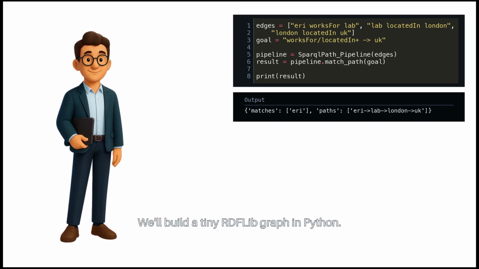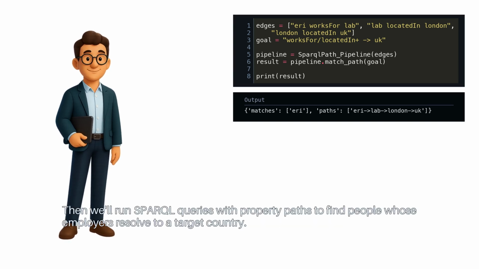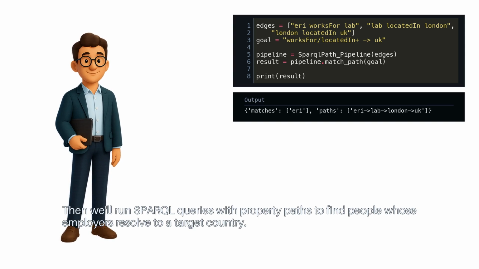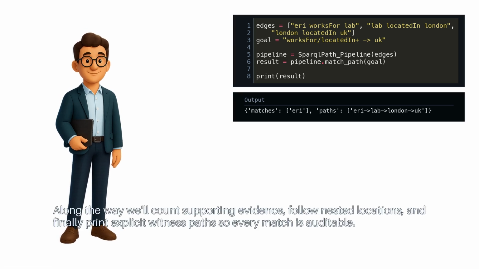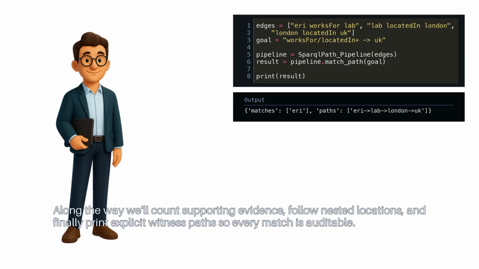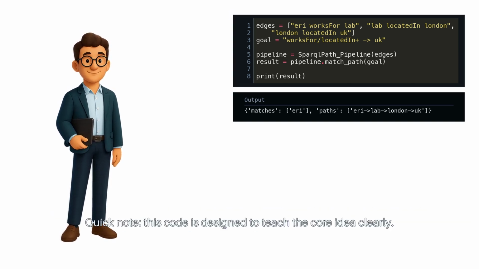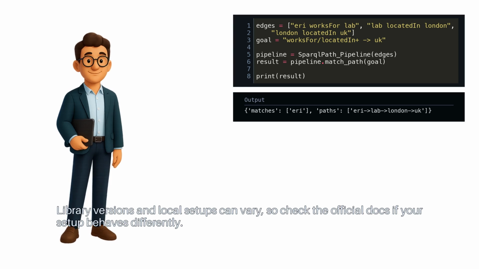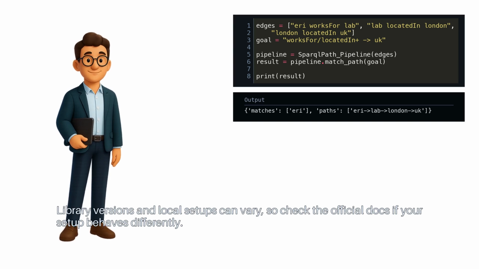and depth. We'll build a tiny RDFLib graph in Python. Then we'll run SPARQL queries with property paths to find people whose employers resolve to a target country. Along the way, we'll count supporting evidence, follow nested locations, and finally print explicit witness paths so every match is auditable. Quick note: this code is designed to teach the core idea clearly. Library versions and local setups can vary, so check the official docs if your setup behaves differently.